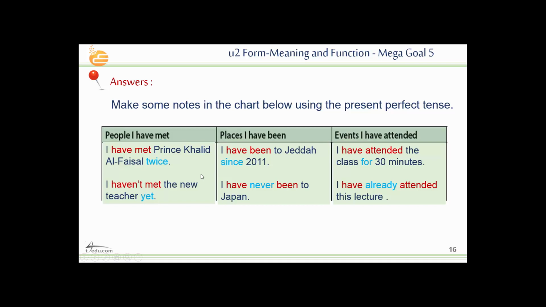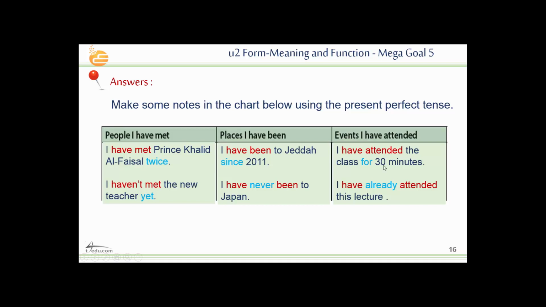All right. What about the places I have been? I've been to Jeddah since 2011. Since is a time expression used with present perfect. I've never been to Japan. This is the negative. Never means not, but it's used with the present perfect to indicate the negative.